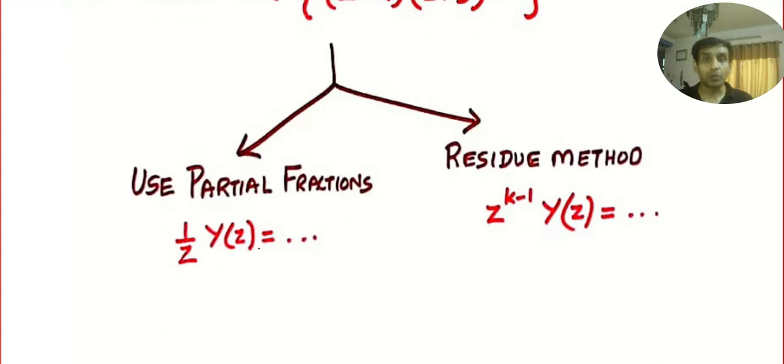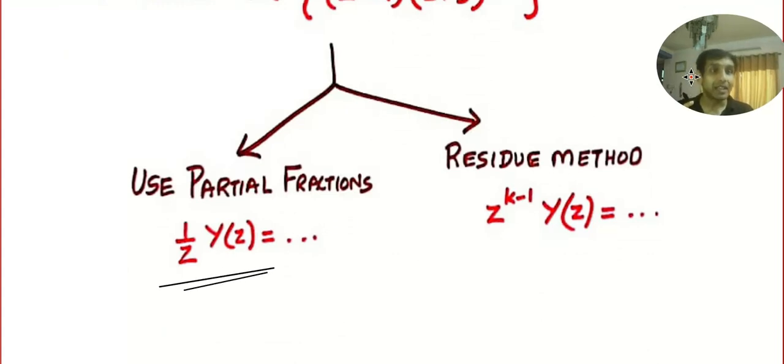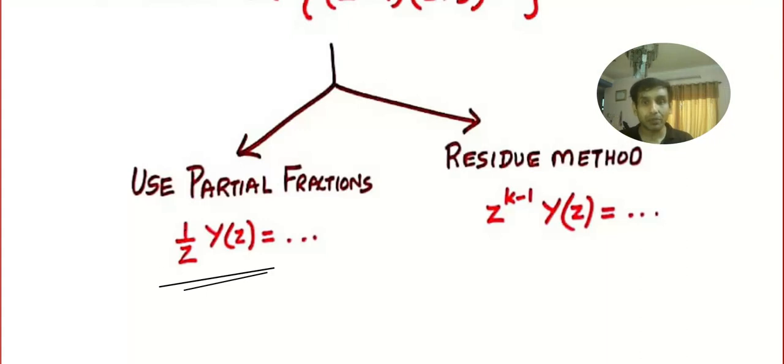So you have two options. If you want, you can take partial fraction. I hope you remember, in partial fraction method, you have to multiply both sides by 1 by Z. In residue method, you have to multiply both sides by Z power k minus 1. Anyway, I'm going for residue method.